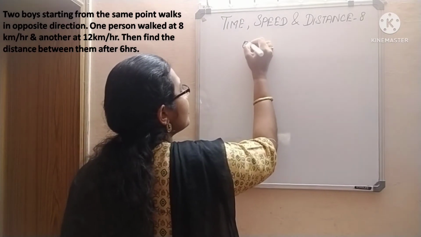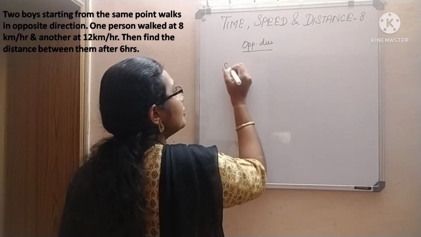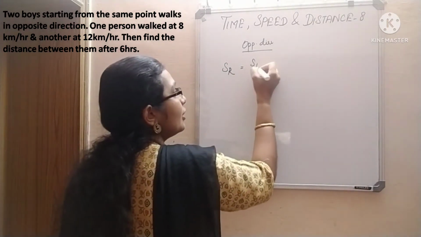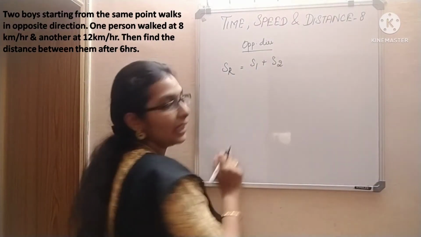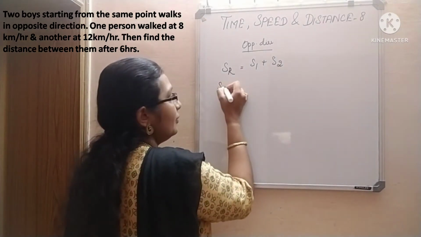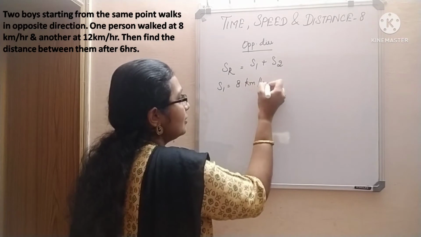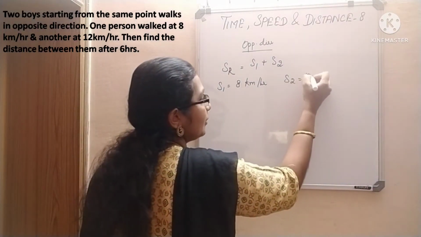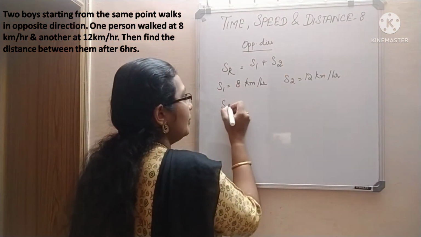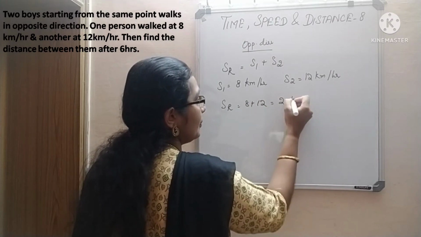So opposite direction is the first hint. Opposite direction means your relative speed, I'll denote it as S_R, would be S1 plus S2. Correct? You will add up the speeds when they are moving in opposite directions. So here speed 1 is 8 km per hour and speed 2 is 12 km per hour. So your relative speed would be 8 plus 12, which is 20 km per hour.